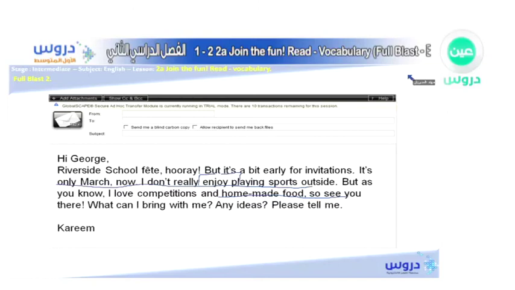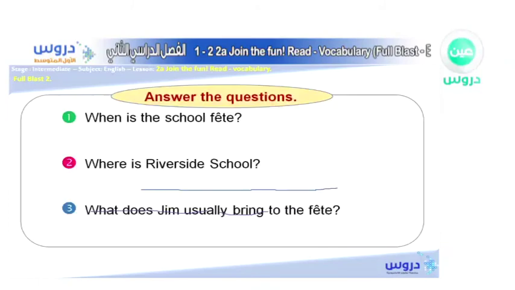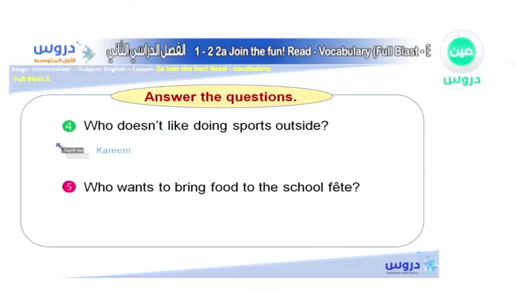But let's see. Is Kareem also a correct answer? He said, but as you know, I love competitions and homemade food. So see you there. And what did he say exactly? He said, what can I bring with me? Any ideas? He's actually given an offer. He's offering to bring something. When you offer your friend, you go like, can I bring anything? And your friend will say absolutely yes, because you are friends. He needs your help. So in that case, both of them actually are bringing things.